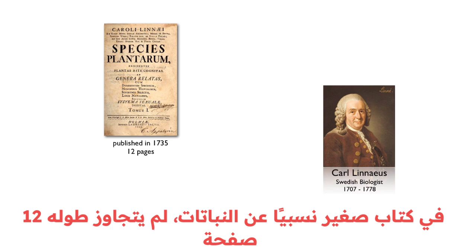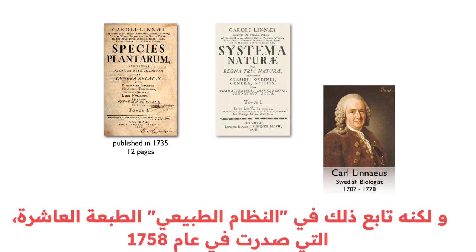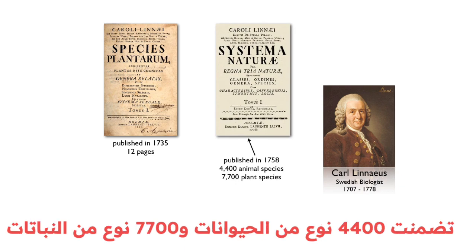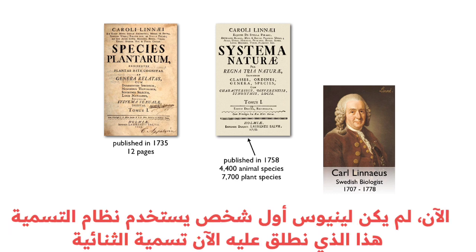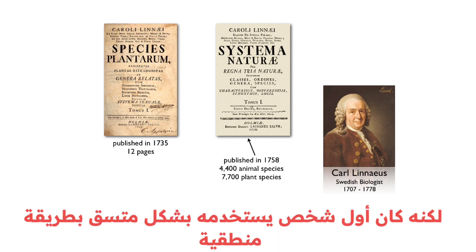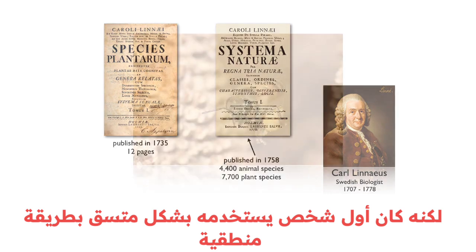It was only 12 pages long, but he followed this up with Systema Naturae. The 10th edition, published in 1758, included 4,400 animal species and 7,700 plant species. Now, Linnaeus was not the first person to use this particular naming system that we now call binomial nomenclature, but he was the first person to use it consistently in a way that made sense.